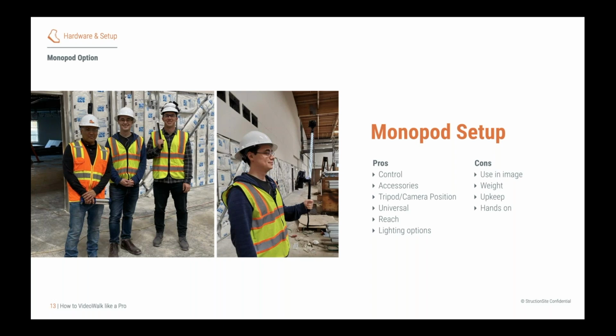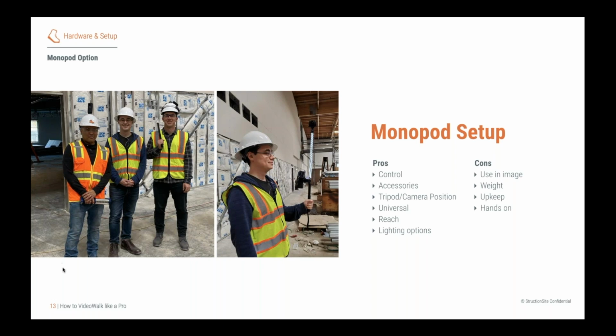The cons to this are you want to make sure that you're keeping that monopod as close to you as possible so that you're not putting yourself in all of the frames. The weight can be a challenge. Some of our lighting options, while they're great and they provide a really nice light option, they can be a little heavy. So that's something to be mindful of if you're doing longer walks. And then you have to keep up the setup. So you have to make sure that it's readily accessible to people and make sure that you're keeping it functioning.